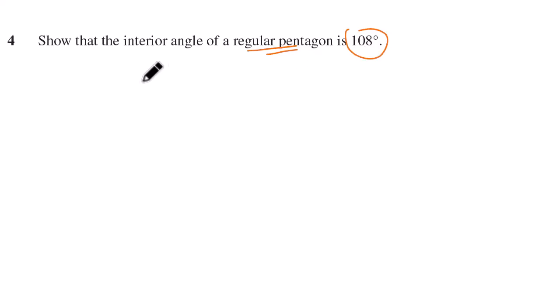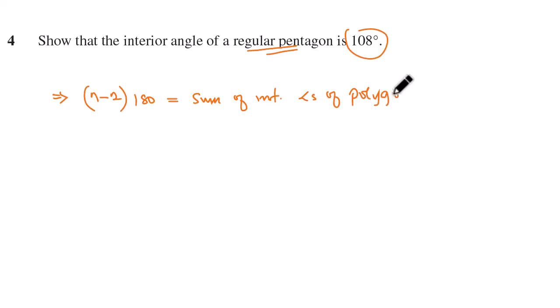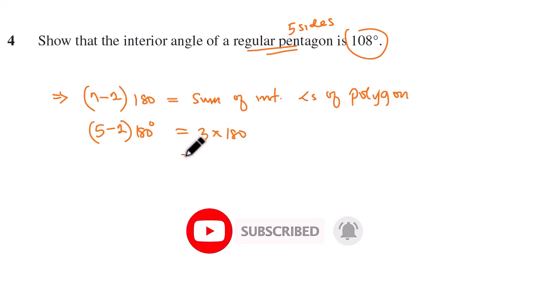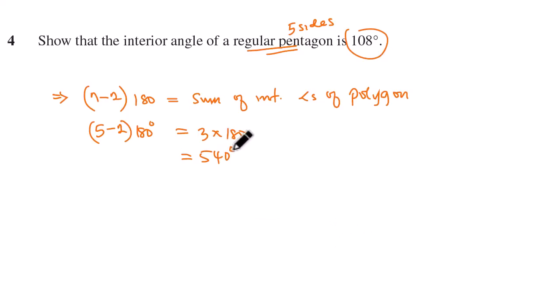First of all, we need to quickly remember the formula n minus 2 times 180, which is the formula for the sum of interior angles of any polygon. Once you are familiar with this formula, you need to identify what type of polygon it is. This is a pentagon. A pentagon has 5 sides. So if you slot that into this formula, you have 5 minus 2, then times 180. This will simply give you 3 times 180, which is 540. So the sum of all the interior angles of a pentagon is simply 540.